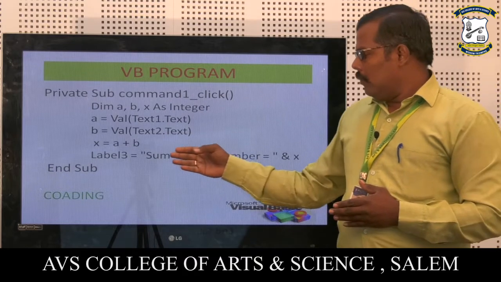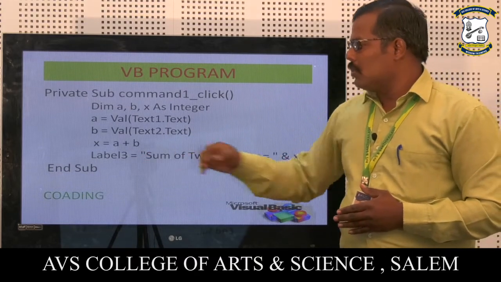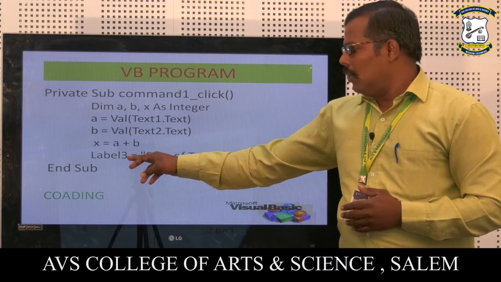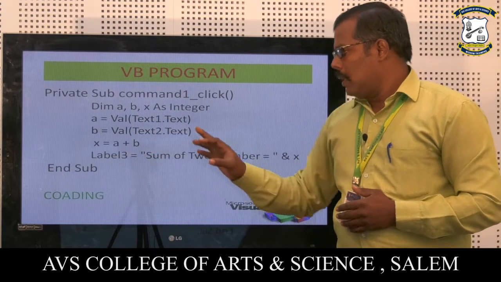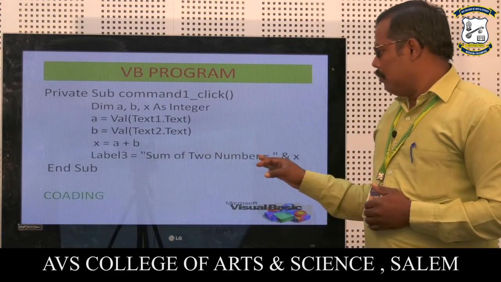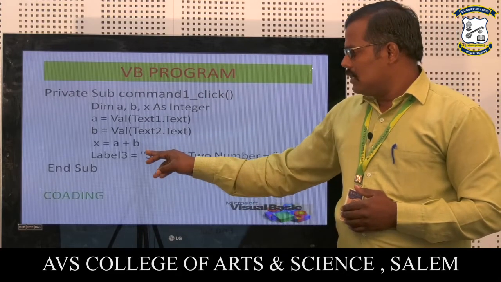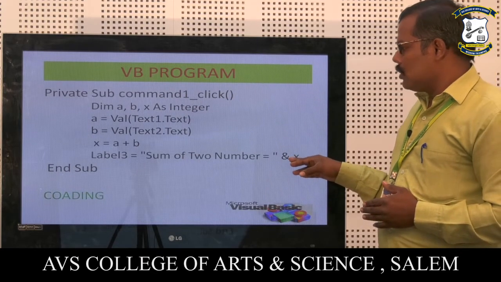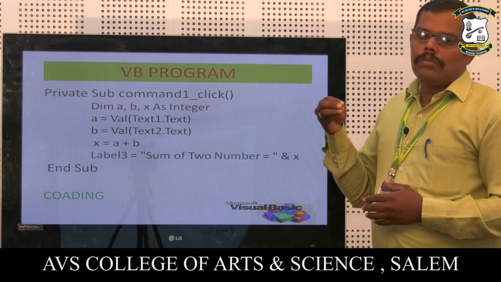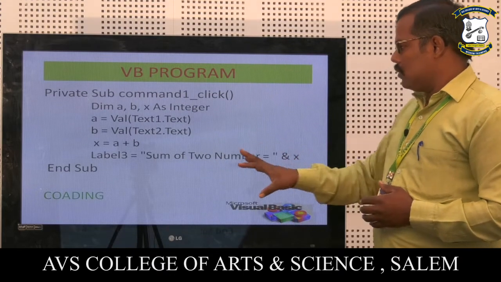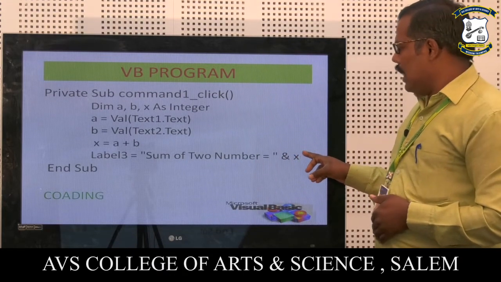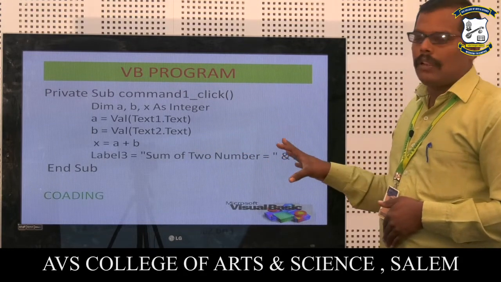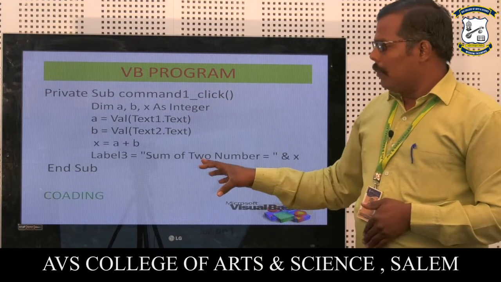And finally we are going to print the result value by using the label control. Here the third label, that is Label3, the default name, equals "Sum of two numbers". This is a string. The string should be enclosed in double quotes, and the ampersand symbol is used for joining two strings. Here the value of x is concatenated with the string "Sum of two numbers". So this is the coding part.